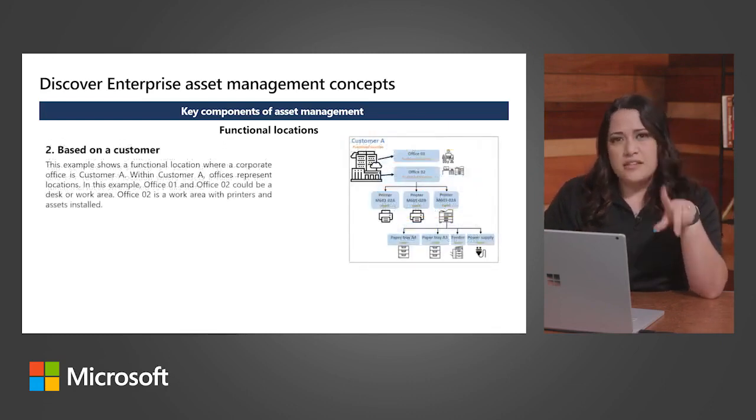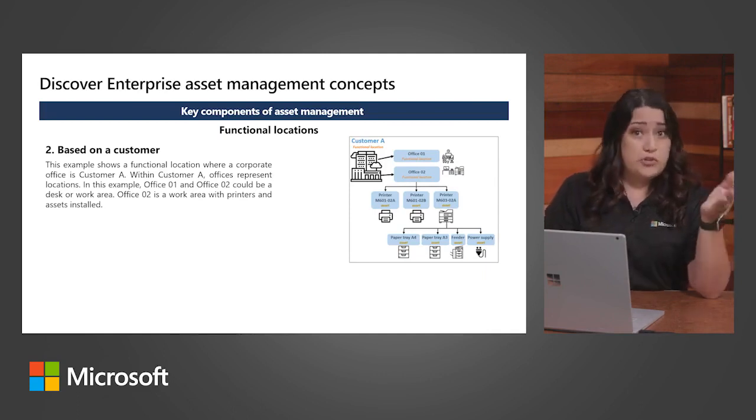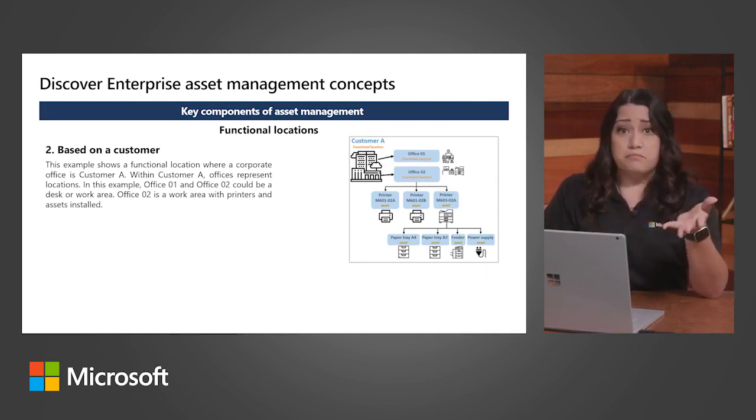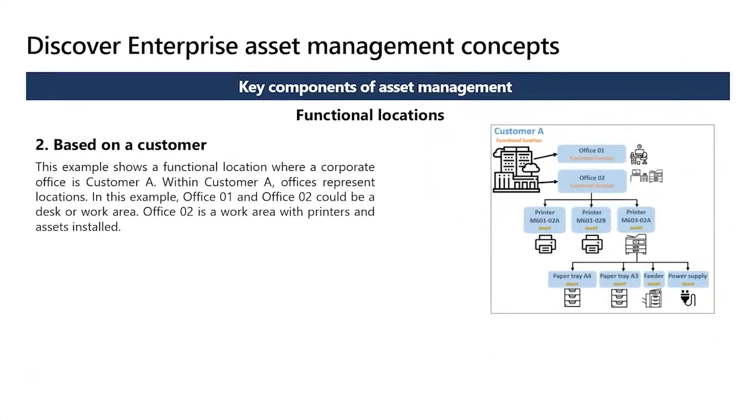But it doesn't always have to be based off of location. If you wanted, you could choose to manage your assets by customer. So let's say, for example, you have a customer and they have 2 different offices. If you look at the image that we have here on the screen, each office has their own work center that has printers, printer trays, power supplies, and a number of different assets that go along with it.